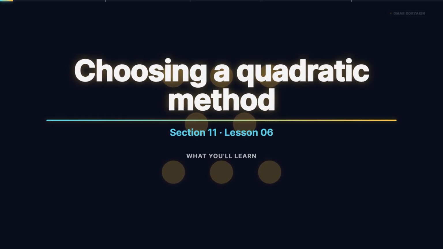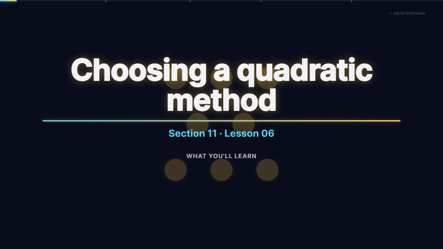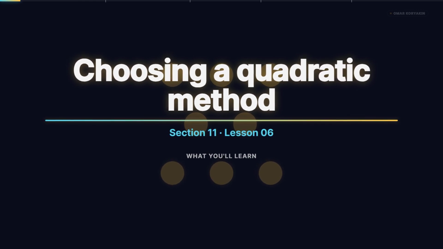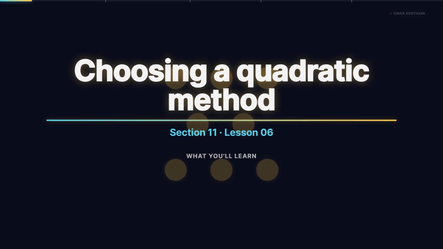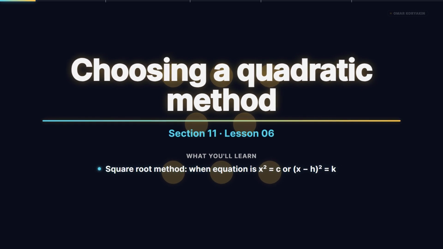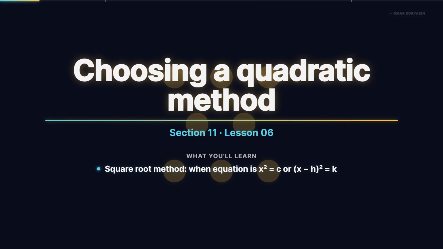We have learned 4 ways to solve a quadratic equation: square root, factoring, completing the square, and the quadratic formula. Today's lesson is about choosing the fastest method for a given equation instead of always reaching for the same tool.